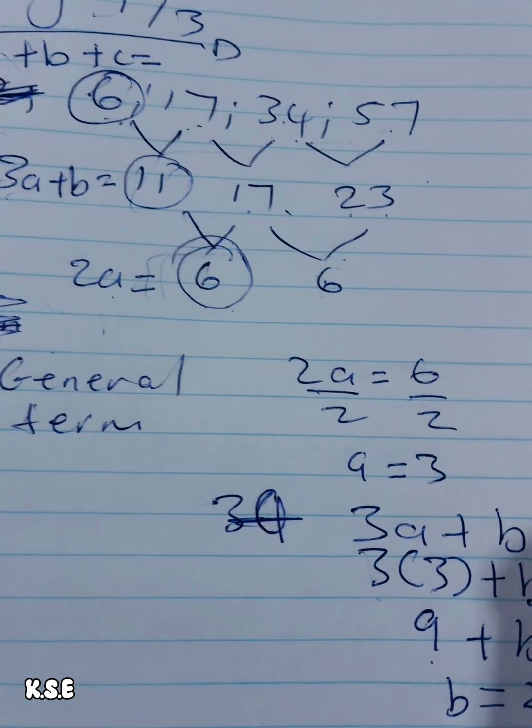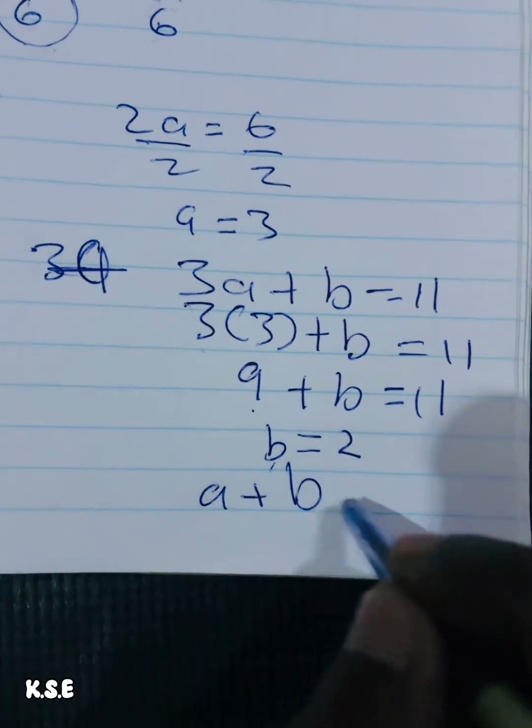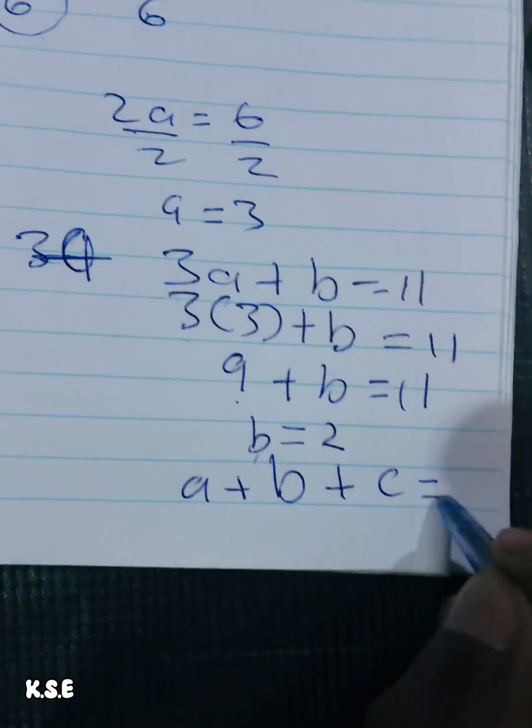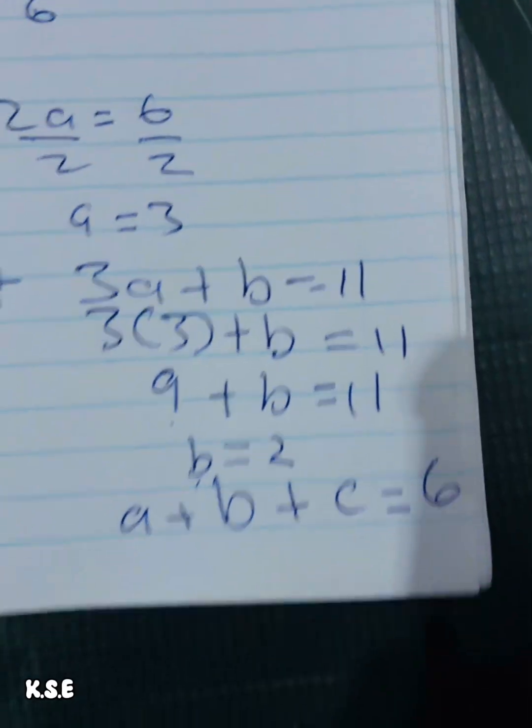Now we're going to look for the C. So A plus B plus C is equal to the first term, which is 6.